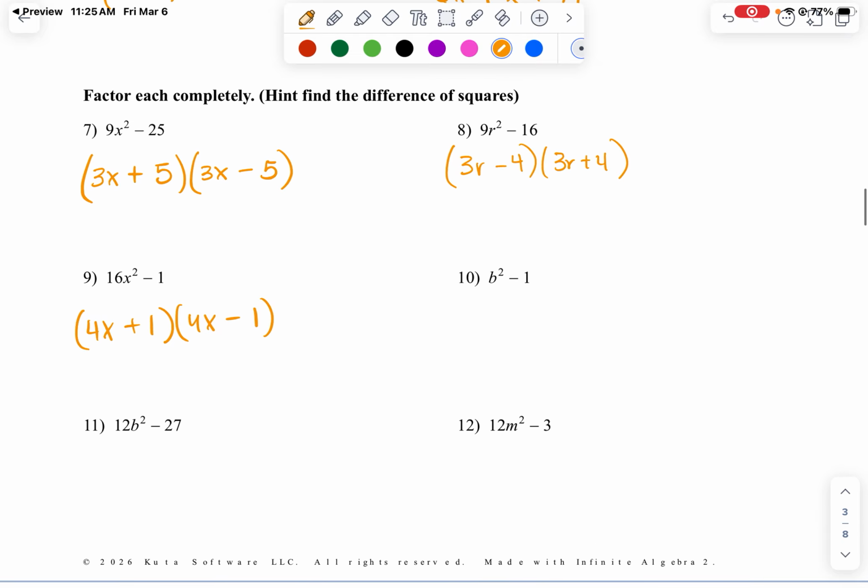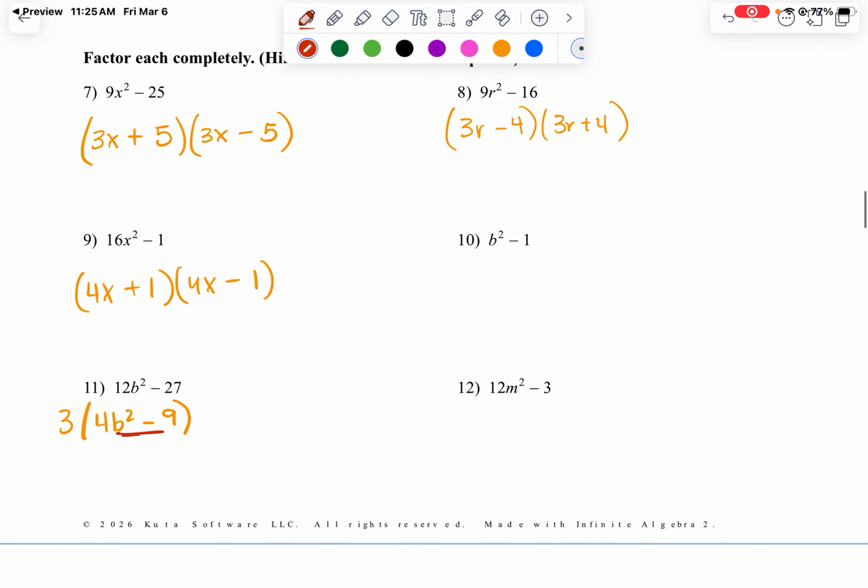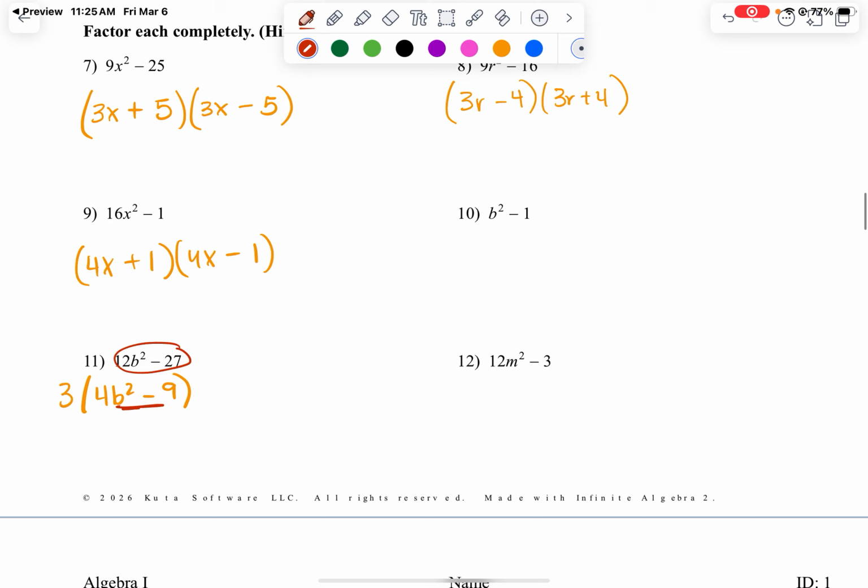Number 11 has a GCF of 3 that we can take out, and that leaves us with 4b squared minus 9. Now, this here is a difference of squares. So we started with not a difference of squares, took out a GCF, now we have one. So we can factor that by 2b minus 3 times 2b plus 3. Now, whenever you take out a GCF, it needs to be left in front of your final answer.